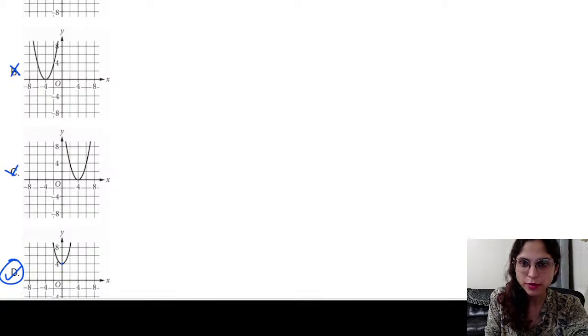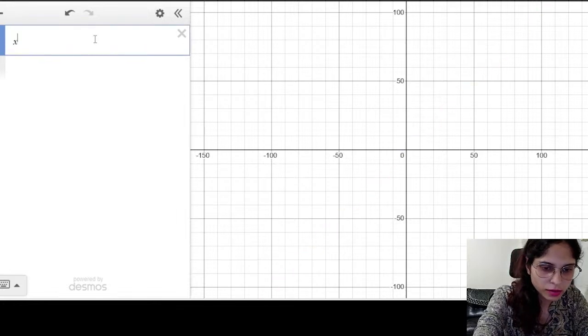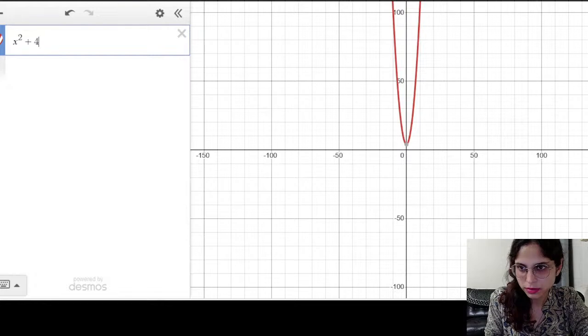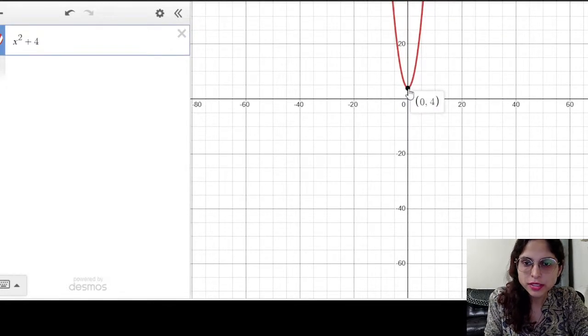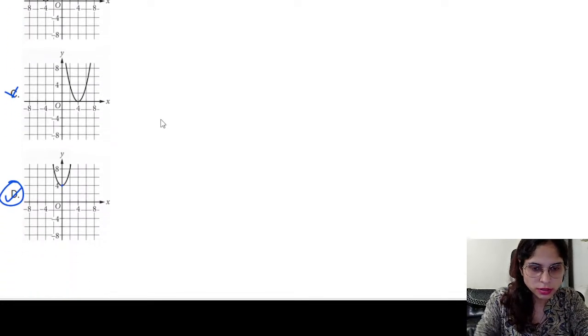Alright, that's how you can do it by just looking at the options. Otherwise, if you do not know that 4 represents the y-intercept, you just go to Desmos, type x squared plus 4. You will see the point 0, 4 should be there, and that is only on one of the options, that is option D. So the answer to this question is option D.